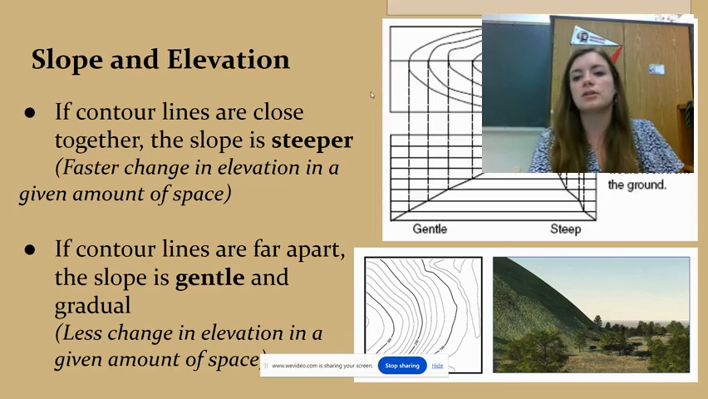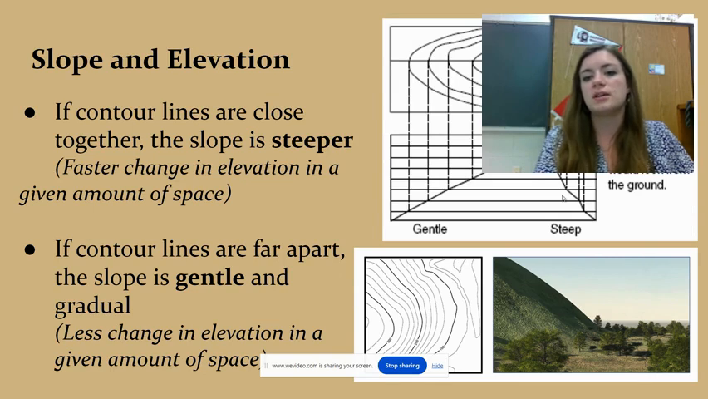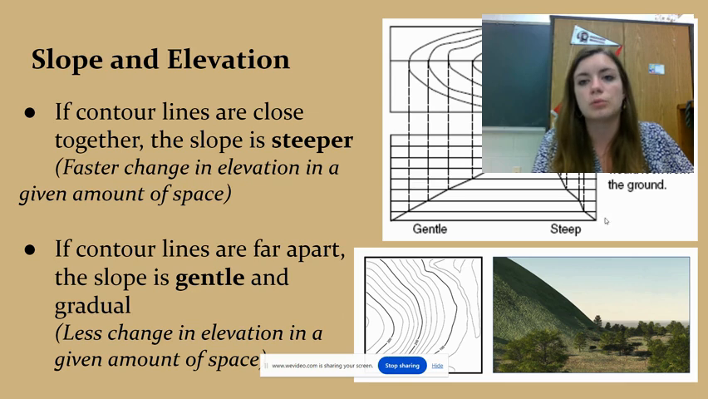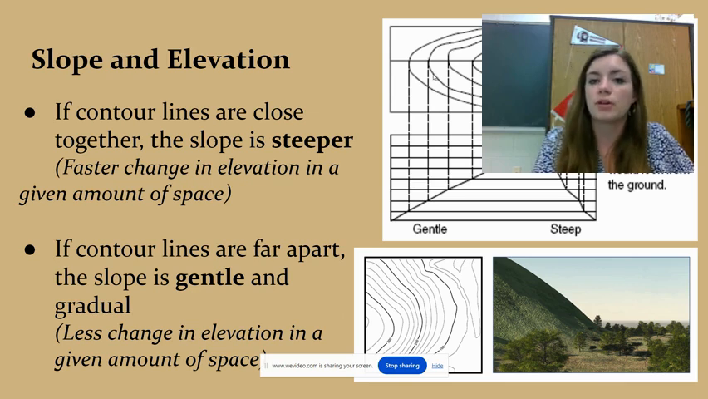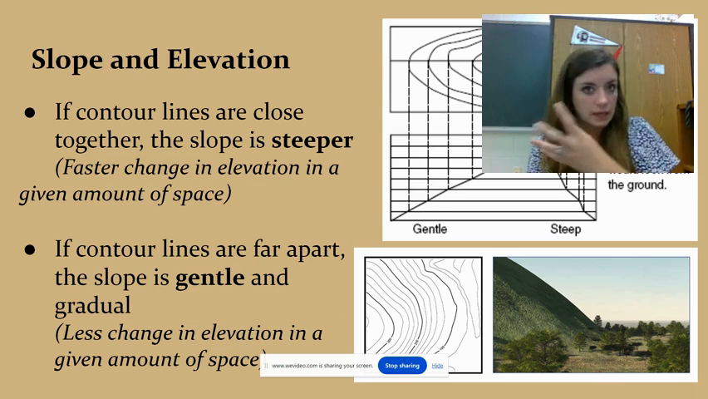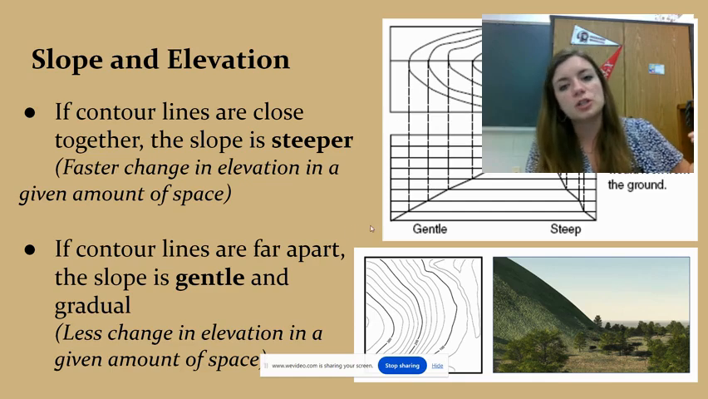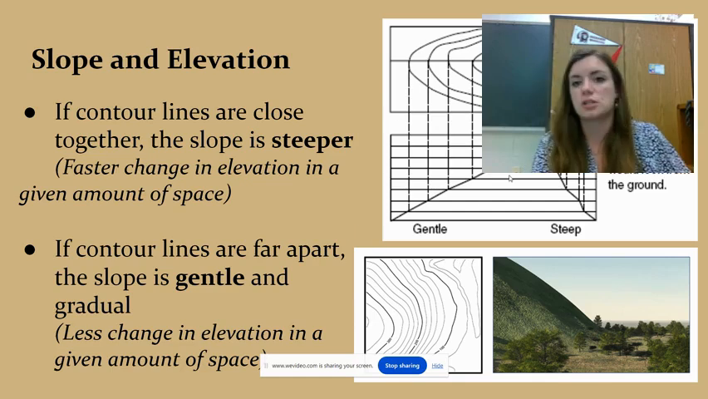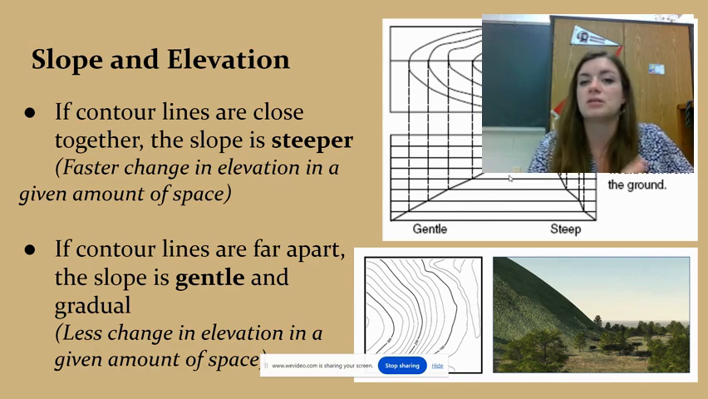So when those lines are close together, just like you see here on the right-hand side, we have a very steep slope. When the lines are further apart, over that larger distance, you have a much more shallow or gentle slope. So that's something to look out for on maps is the closeness of those lines.